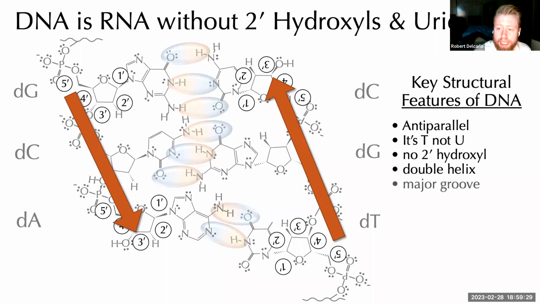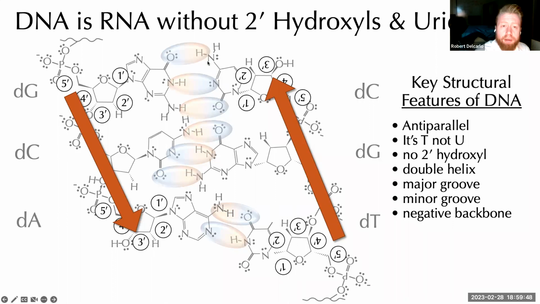DNA forms a double helix, and that double helix is not perfectly cylindrical or perfectly regular. There's a major groove and there's a minor groove. The major groove is where most proteins interact with DNA because there's just physically more space for molecules to interact with the nitrogenous bases. There's a negative phosphate backbone running along the rungs of DNA and RNA.